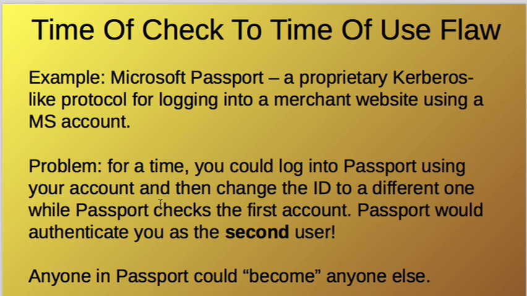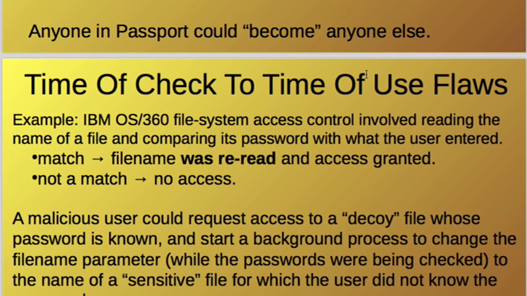So the time of check happens, and then while it's doing that, you can change the IDs and you can basically become someone else. And Passport would let you authenticate as the second user effectively. So anyone in Passport could become anyone else because of this time of check to time of use flaw. There was a delay, and you could sneak in some information and exploit that vulnerability.